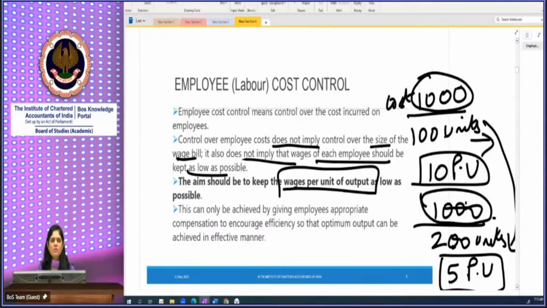All right. So this can only be achieved by giving employees appropriate compensation. So we should always give them proper salary and compensation so that their efficiencies increase. So if their efficiency increases, they will increase the output of production. All right. In the same salary, they will produce more. That exactly is the concept of employee cost control. I hope you have understood this concept.